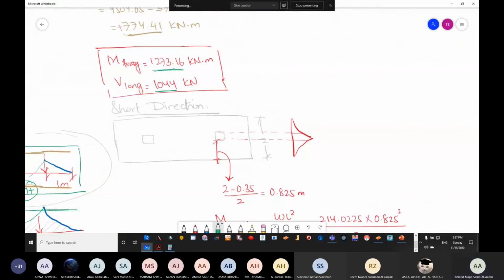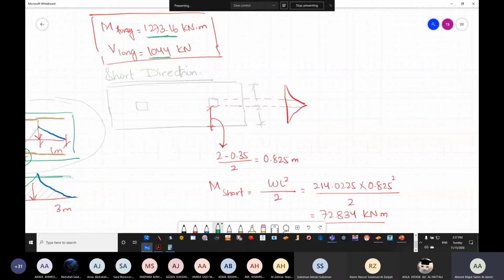Now, after we finish the long direction, we need to go for the short direction. Now, how to draw the short direction? If I have drawn the foundation in this shape, you will see that if I take the shorter direction, it will look like an isolated foundation system. Do you agree? If I take it in the shorter direction, do you agree that now it's behaving like an isolated system?